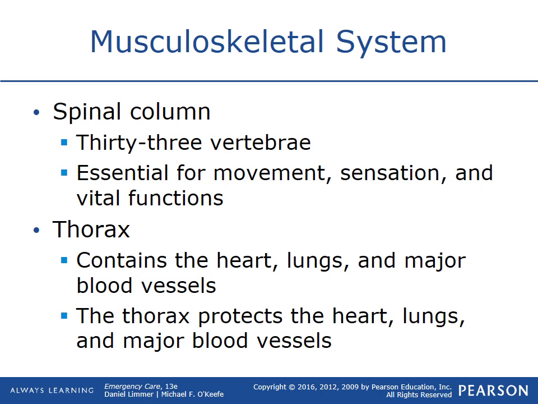The thorax contains the heart, lungs, and major blood vessels. That's basically our torso. But the bones surrounding it are the ribs, and they're called the thorax, and they protect the heart and all those major blood vessels.